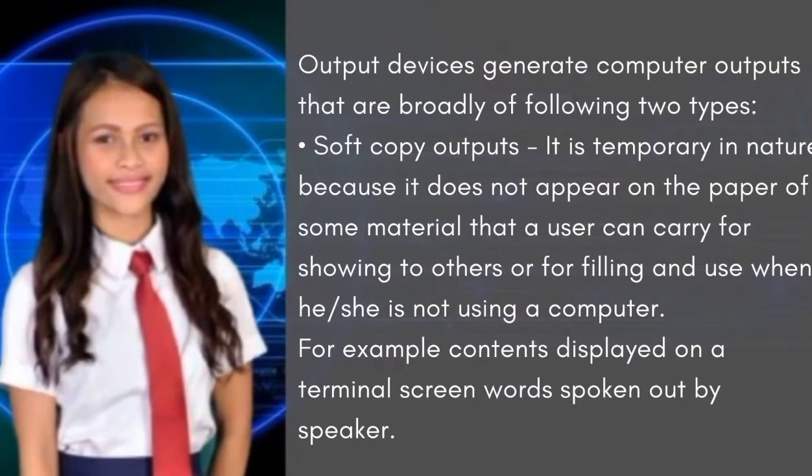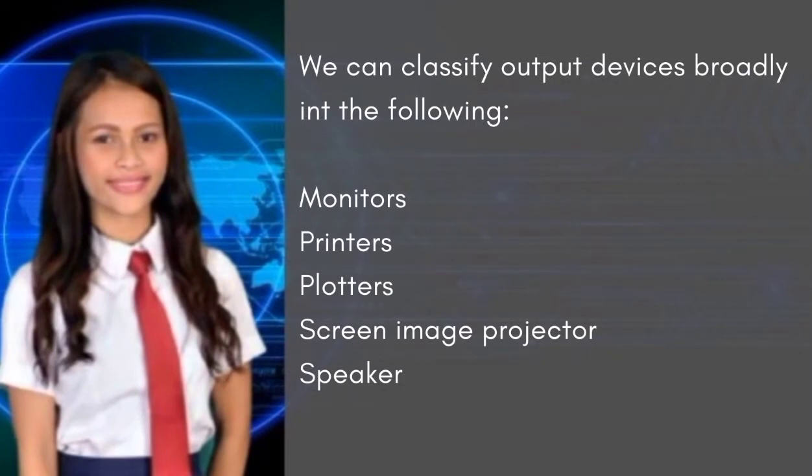Output devices generate computer outputs that are broadly of the following two types. First is soft copy outputs. It is temporary in nature because it does not appear on paper or some material that the user can carry for showing to others or for filing and use when he or she is not using a computer. For example, contents displayed on a terminal screen, or words spoken out by a speaker. We can classify output devices broadly as: monitors, printers, plotters, screen image projectors, and speakers.